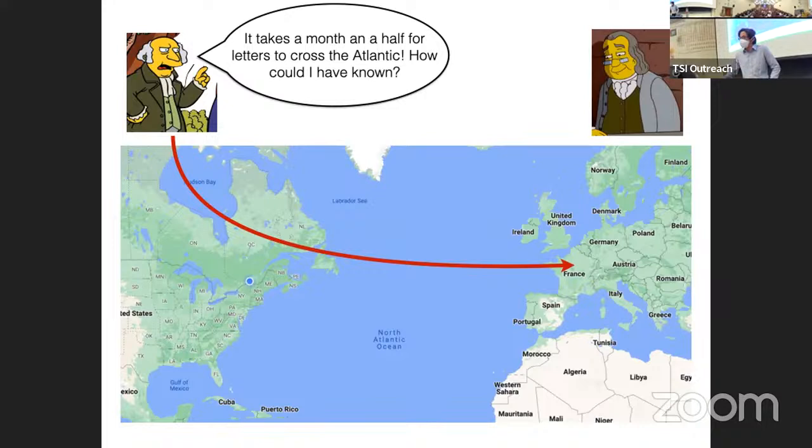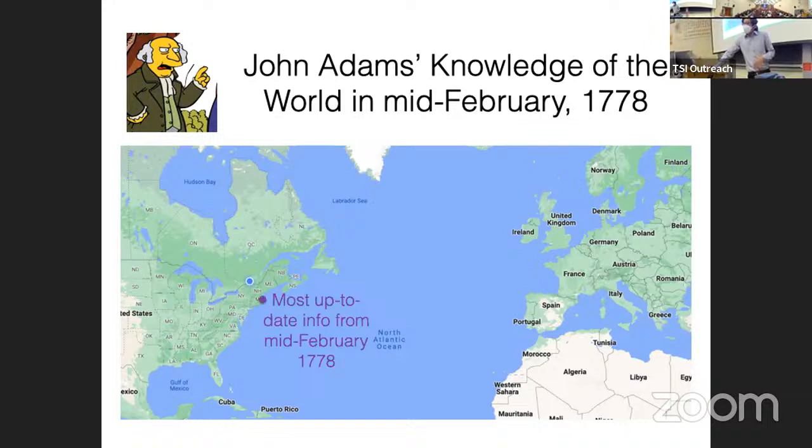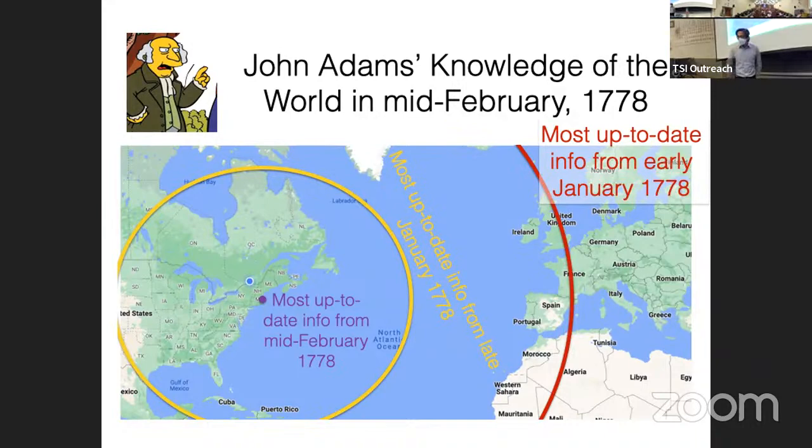So one way we can think about this is to think about a map of John Adams's knowledge in mid-February 1778. If you were to ask him about the streets of Boston, his map would be really up to date. I mean, he's right there. He has current information, and his map reflects mid-February 1778. But if you asked him about Northern Quebec, his map would only be up to date to January 1778, because that's how long it would take a messenger on a horse to get down from Northern Quebec. And pushing this even farther out, his knowledge of Paris at that point in time was only good to early January 1778.